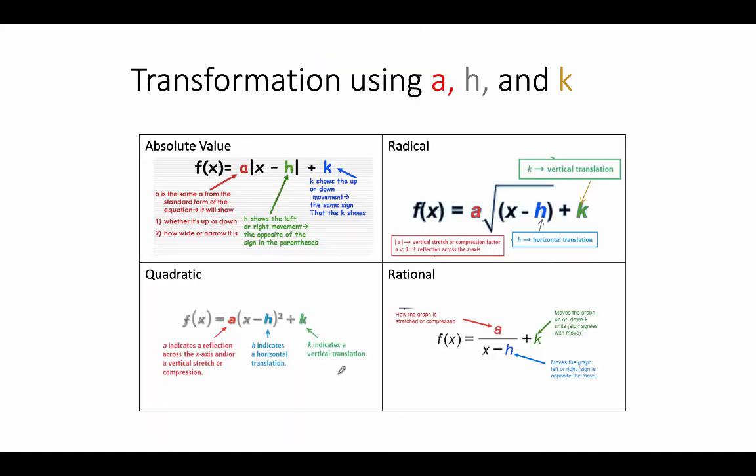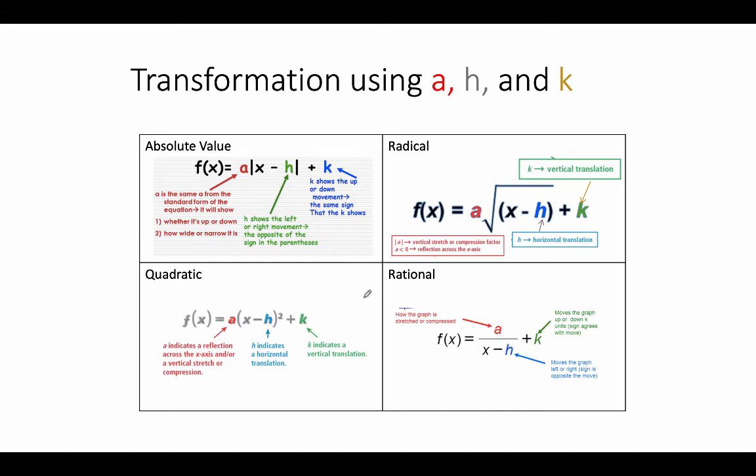All of it together using A, H, and K. All right, so A is the same A from the standard form of an equation. This is going to be up or down. This is for an absolute value one. This is for the radical square root. This is for a quadratic. We'll have a whole chapter on that. This is for a rational.